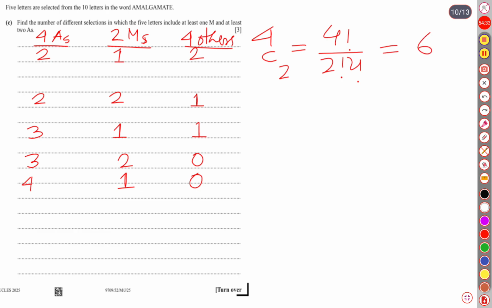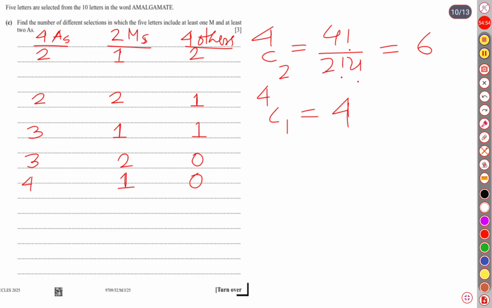In the second case, as A's and M's are identical, their number of selections will be 1. And from the 4 remaining letters, if we choose 1 from 4, then there are 4 different ways. If we choose 1 from 4, it is actually 4.